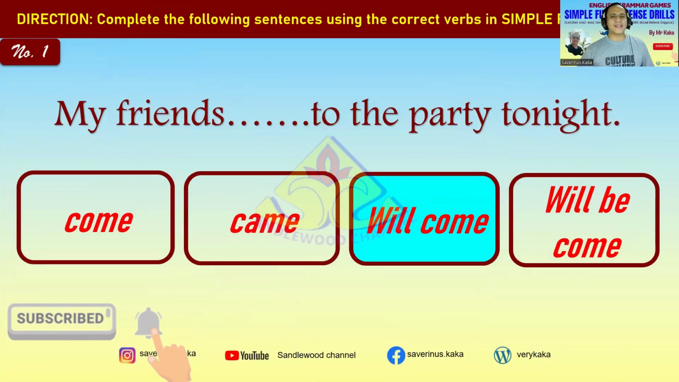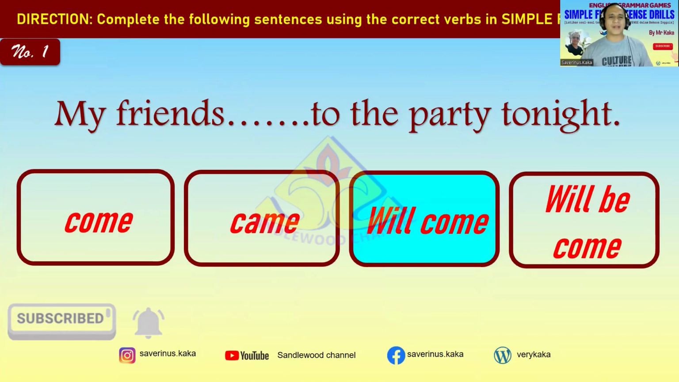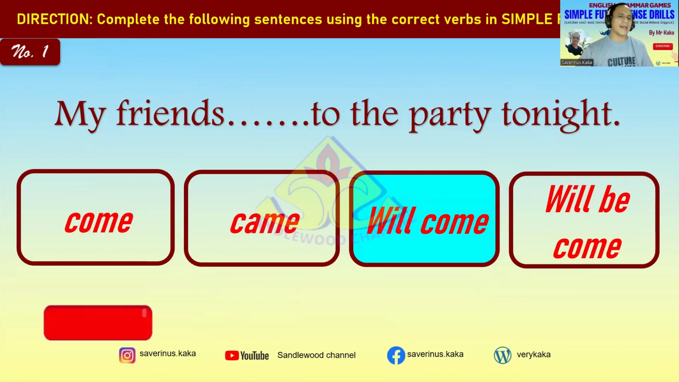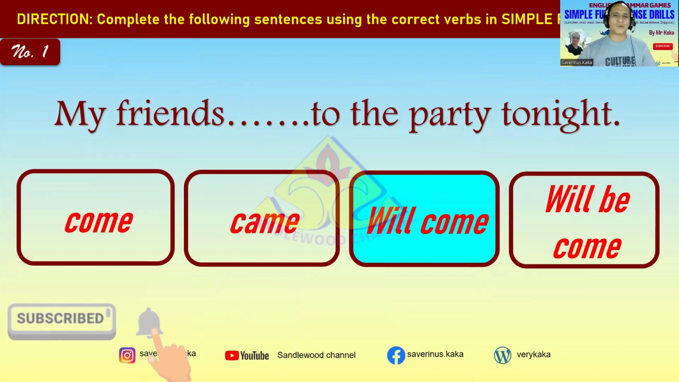The correct answer is will come. My friends will come to the party tonight. Teman-teman saya akan datang ke pesta itu nanti malam. This is question number 1. Now let's go to the next question.